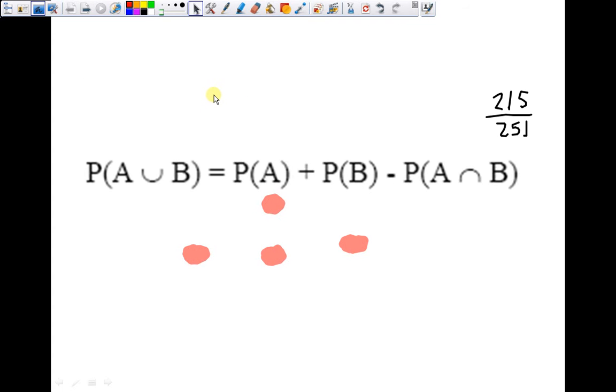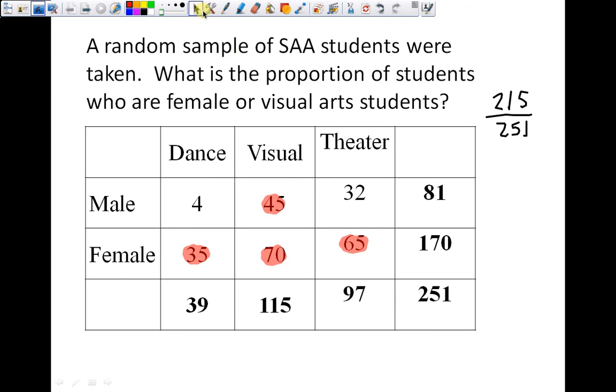First I want to show this formula. This says the probability of A or B. This is called union. You can remember that because it looks like a U. But what it means, for our purposes, is or. What is the probability of A or B? This formula says we can add the probability of A plus the probability of B, as long as we subtract away the probability of A and B. This symbol is called the intersection, which means and. So let's go back to what we were talking about here and look at this formula.